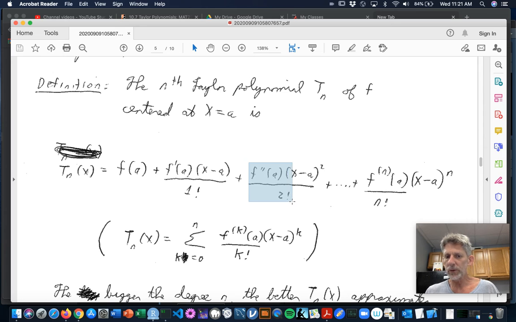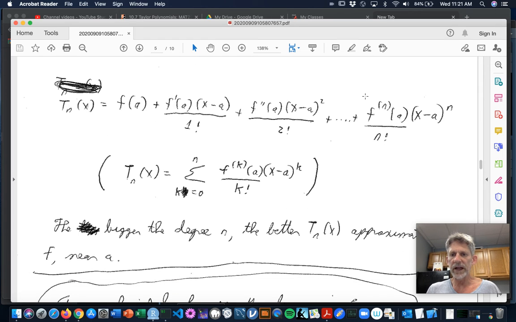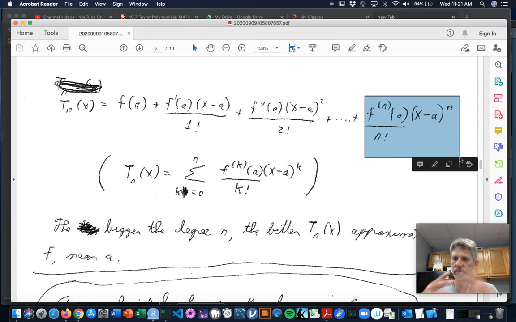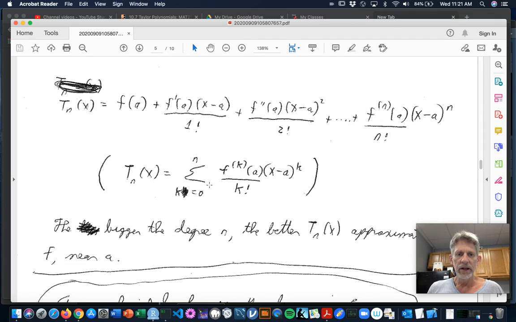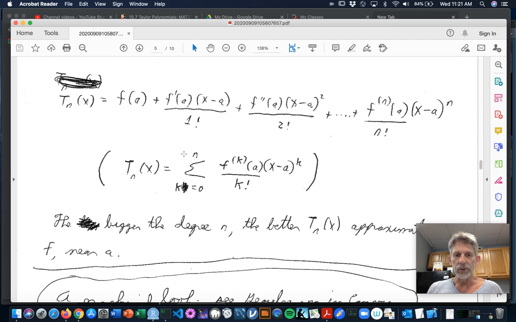I'm going to write a 2 factorial to get a pattern going, times x minus a squared. And you would keep going like that until you decide to stop somewhere. And the general term is the nth derivative at a over n factorial times x minus a to the n. So actually, if you wanted to write the nth Taylor polynomial in summation notation, you could.